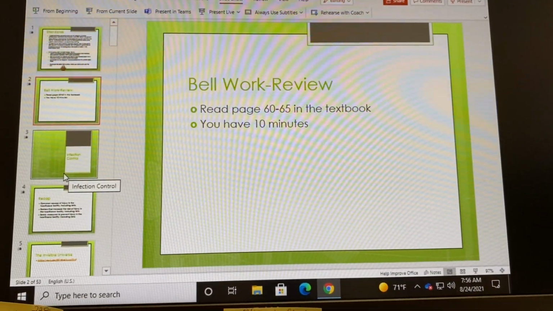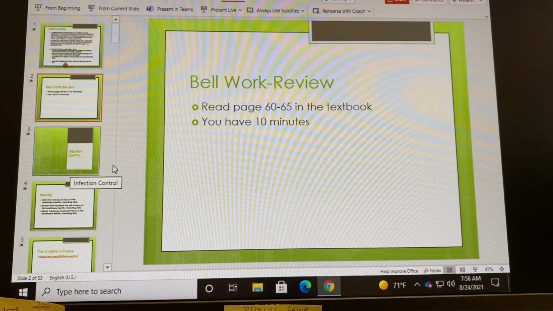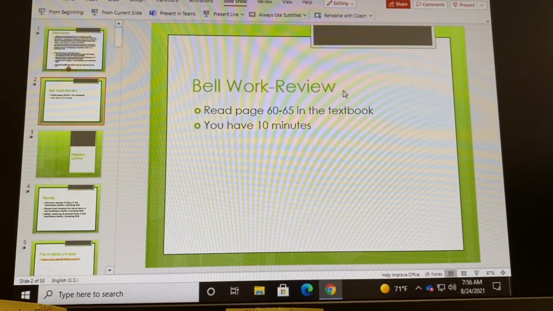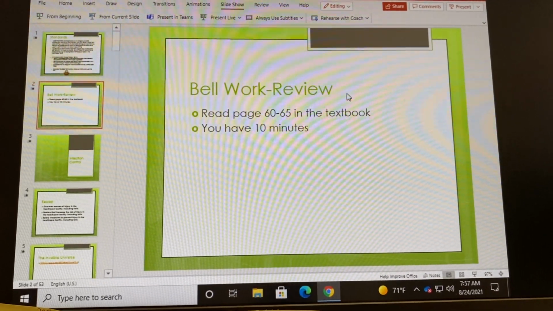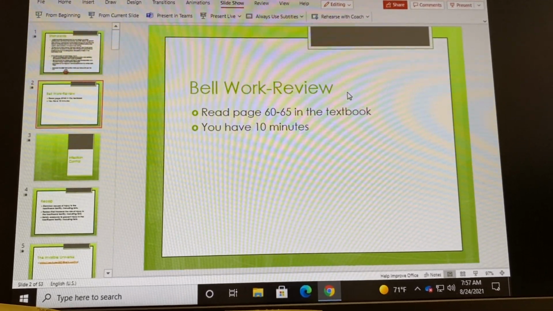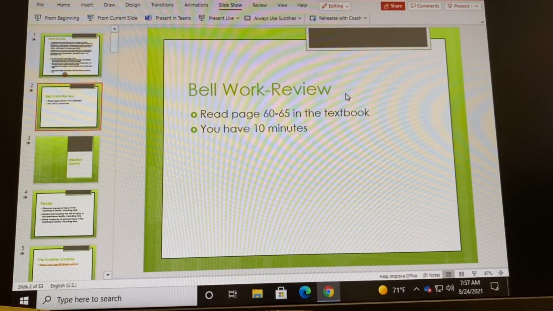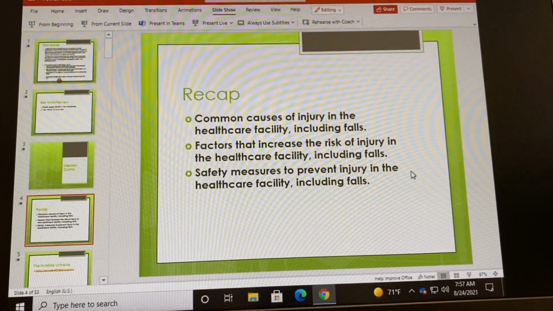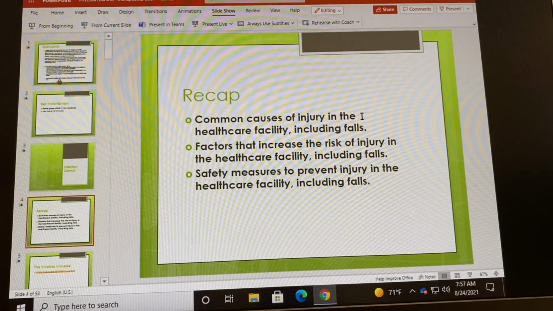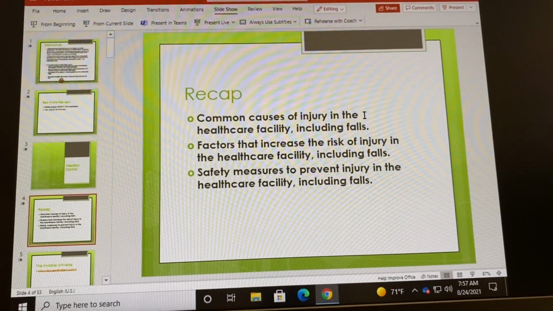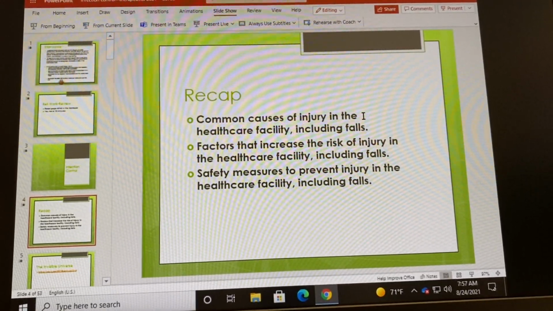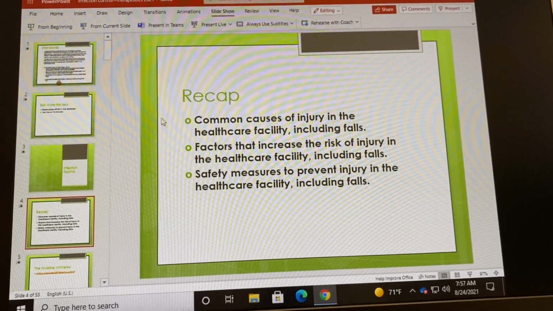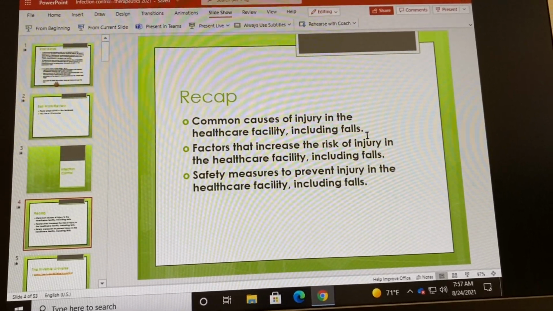All right, so for my medical therapeutics students today, they read the bell work yesterday, but I'm going to have them read it again, or at least skim through it, so that they'll know what to do for our activity. So they'll review the bell work. We're going to recap last week when we were talking about body mechanics, safety issues, fire safety. So this is mostly about preventing injuries.